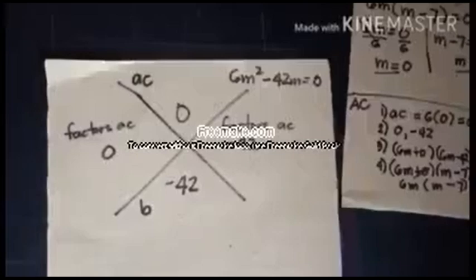Second step, we are going to divide each factor, yung 0 and negative 42, by the leading coefficient or by the value of A. Ano yung A natin? 6. So, we divide the factors by 6. So, therefore, 0 divided by 6 is 0. Negative 42 divided by 6 is negative 7. Okay? So, we have negative 7 and 0.